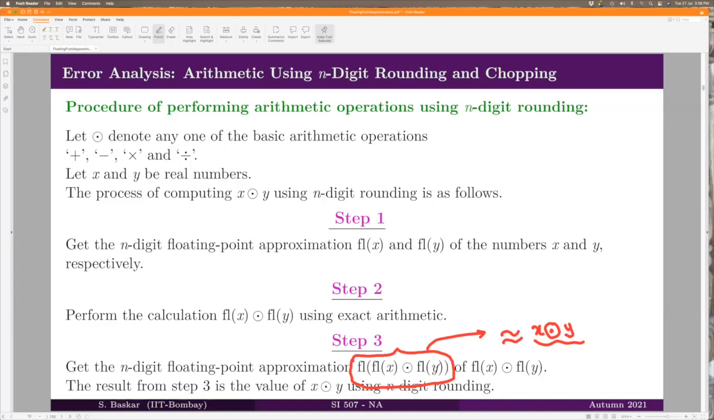Now the question is, what is the error between these two numbers? What is the difference between these two numbers? And in general, how close will this number be when compared to the value of the number which we wanted to evaluate? To understand it more clearly, let us take an example.